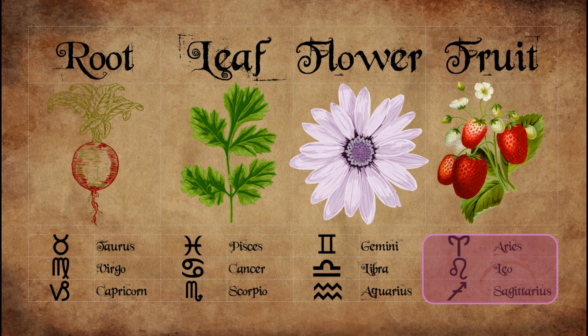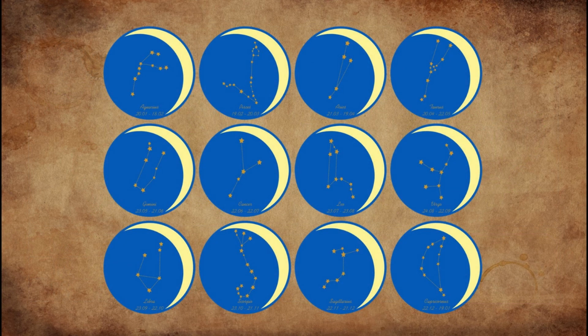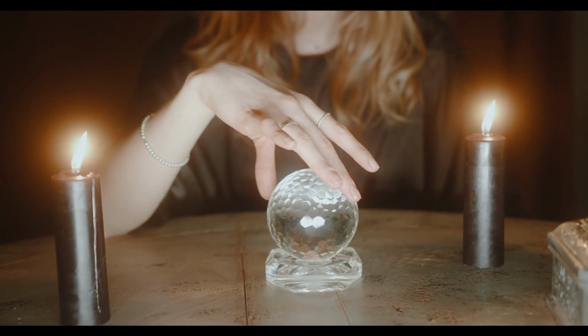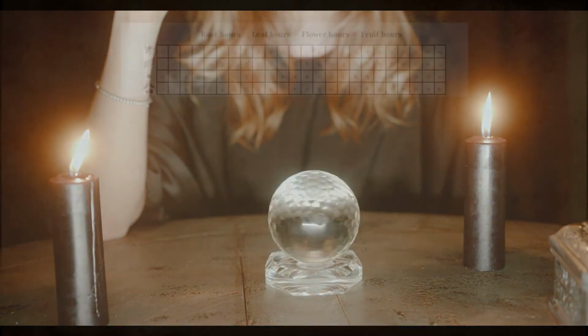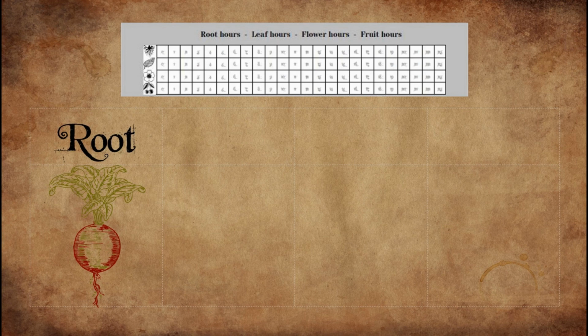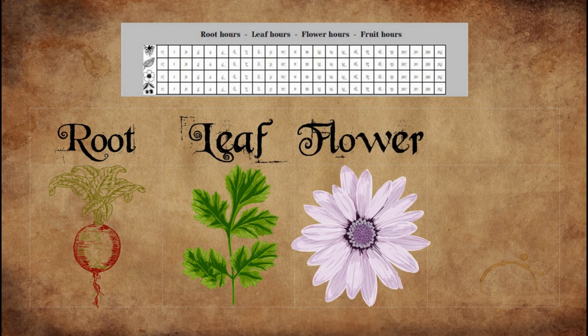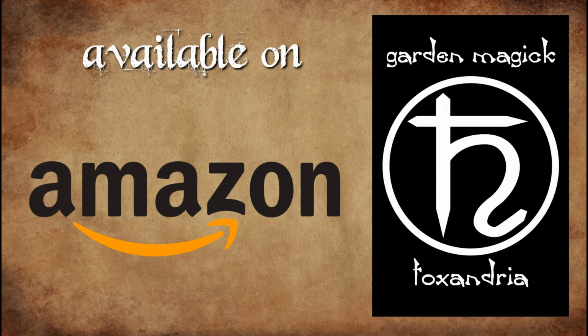After you have familiarized yourself a bit with the moon and its wanderings through the different realms of the zodiac signs, it is now time to take a sneak peek into the future, so we can go about and start coloring all our root, leaf, flower and fruit hours in our Garden Magic Planner. That and much more is yet to come in the next video.